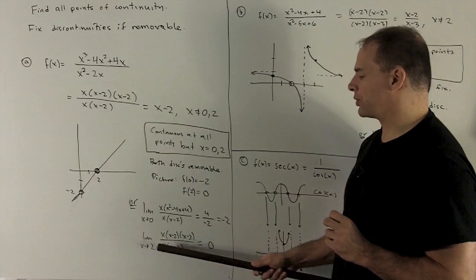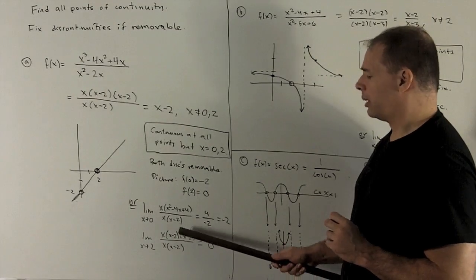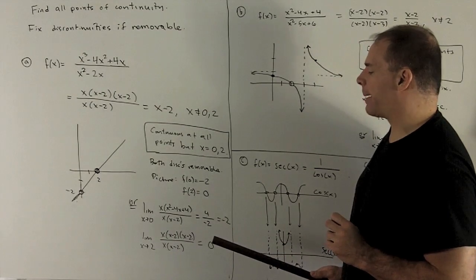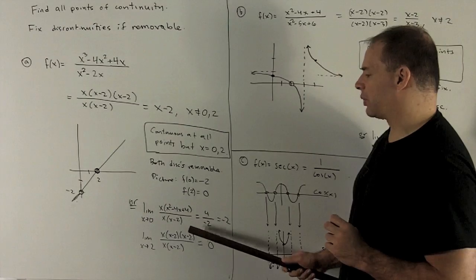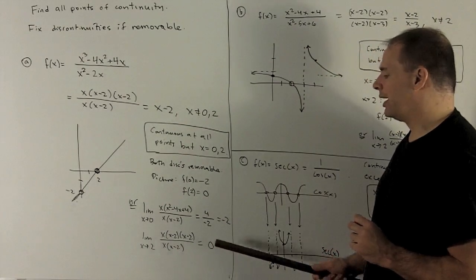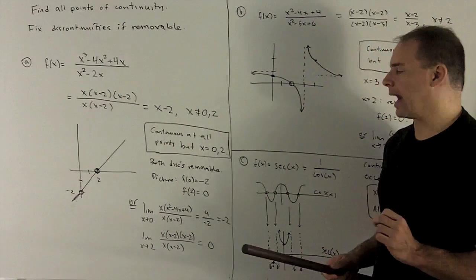For the limit as x goes to 2, again, we can factor. We'll cancel one x minus 2 in the top and bottom. And then that's going to give me a 0 over 2, which is just 0. And again, that agrees with what we got from the picture.